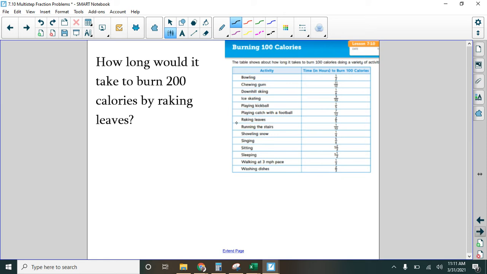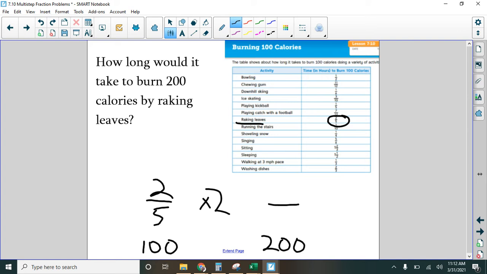All right. So raking leaves, 2/5 of an hour. So in 2/5 of an hour, we can burn 100 calories. What if we wanted to burn 200? What do you think we should do? Yeah, we just need to double this. If we double this times 2, we keep the bottom number the same. Remember, look at all this. We did these multiplying fractions recently, didn't we? 2 times 2 equals 4. It would take 4/5 of an hour to rake leaves.